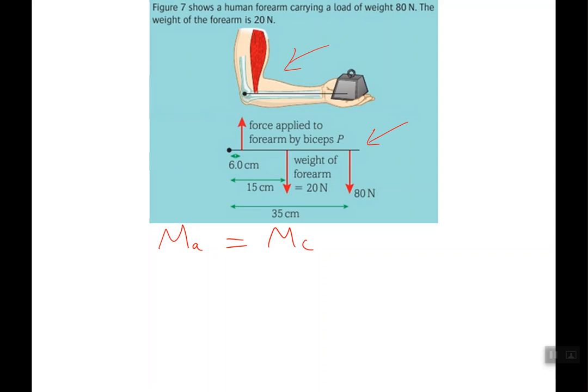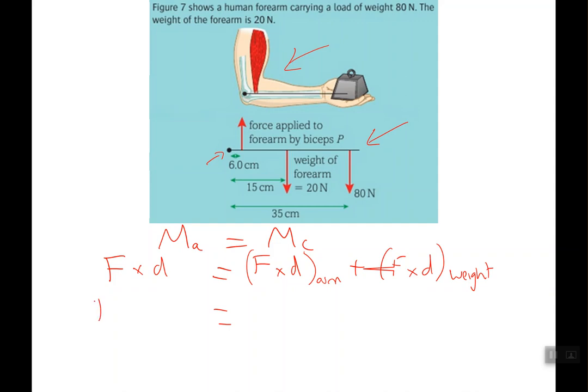So let's have a look then. The moment anti-clockwise, which is the force by the bicep, we don't actually know the force of the bicep, so let's just call it F. But it says that it's 6 centimeters away from the elbow, which is the pivot. So force times distance for this moment here is equal to the force times distance of the arm plus the force times distance of the weight or the load. So let's substitute some numbers into it. We don't know the force of the bicep. What we do know is the distance is 6 centimeters.